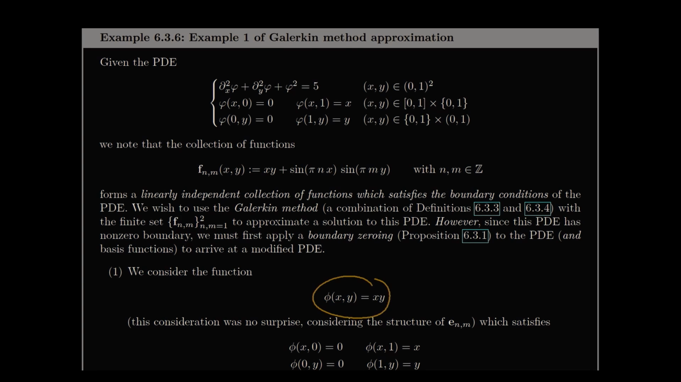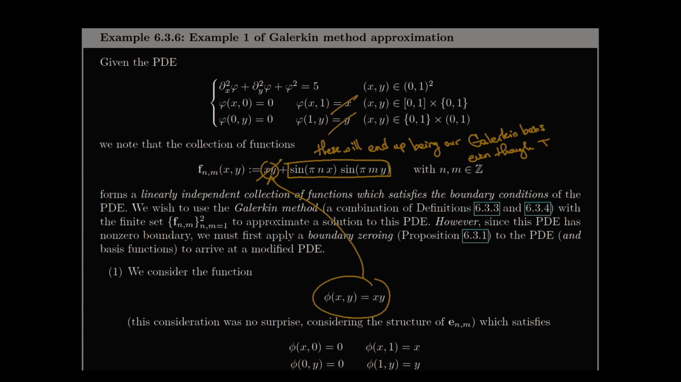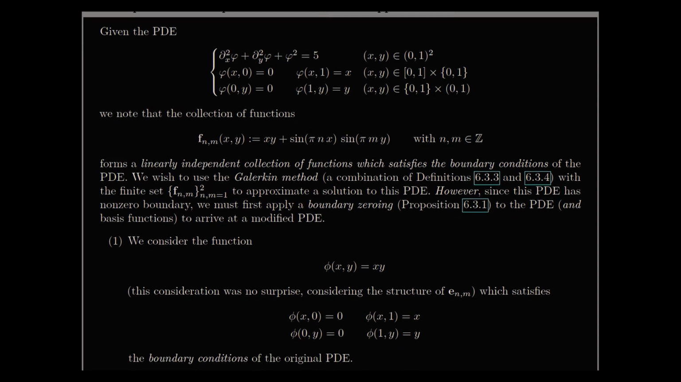So long story short, there's a phi here. That's going to be our boundary zeroing phi. That's going to lob those off for us. We're going to need to subtract phi from f, so we're going to lob that xy off too. So in reality, these are going to end up being our Galerkin basis, even though I started with the xy out front. Okay, so the xy is going to be superfluous. We're going to include it back in at the end, but our Galerkin basis will be these sines, right? Those are kind of going to be the ones that satisfy 0 on the boundary for us.